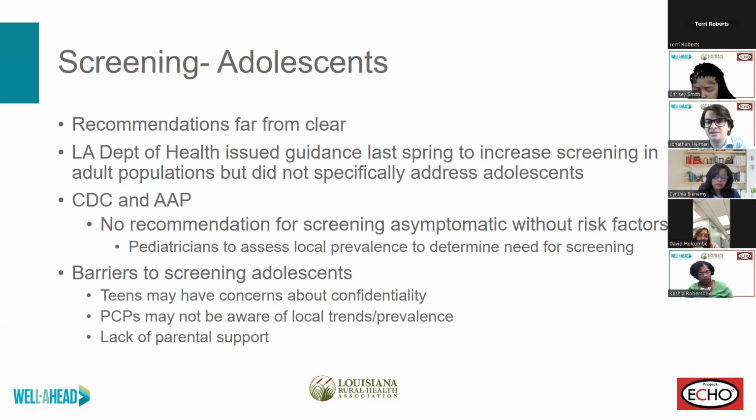And then finally, in adolescence, there's really no clear cut recommendations, which is a little bit disheartening. So the CDC and the American Academy of Pediatrics just say, if you have an asymptomatic kid, there's not really a recommendation for routine screening. And instead, the pediatrician should just assess the local prevalence of disease burden. That ties into what I said earlier about the Department of Health last spring issuing guidance. They didn't address the adolescent populations, but I think it applies to them, especially since they tend to have a higher rate of infection than adult populations.